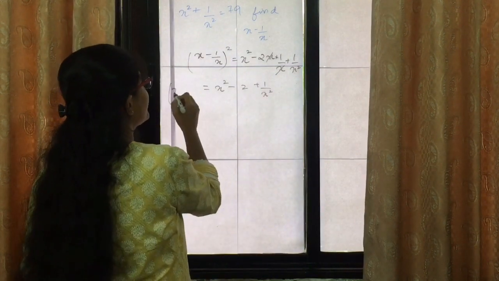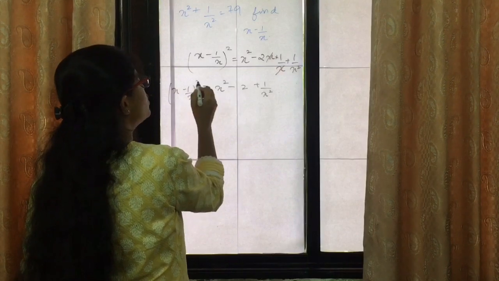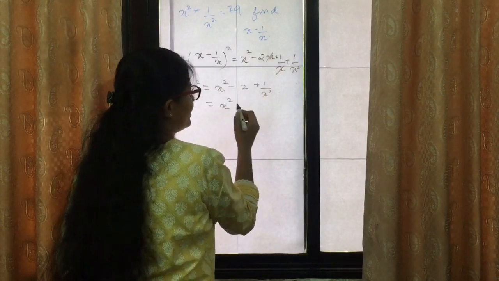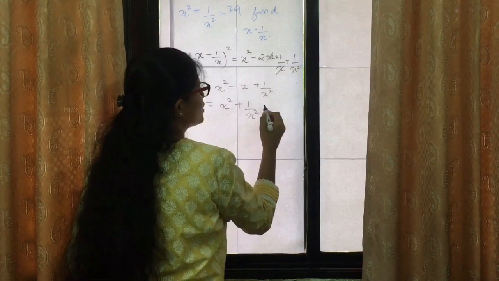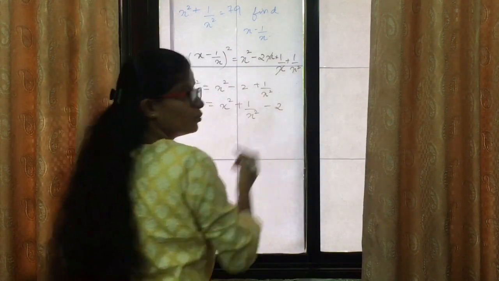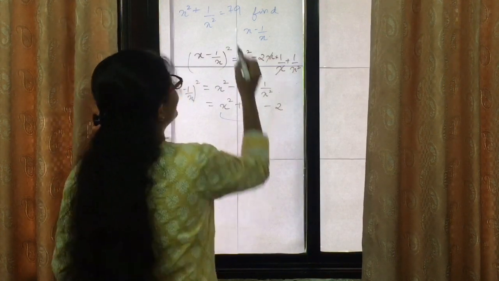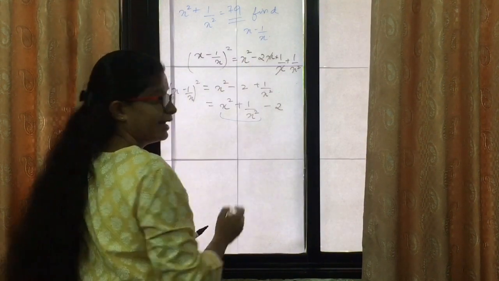This is equal to what? (x minus 1 upon x) whole square के बराबर है. So can we write this equation like this? x square plus 1 upon x square minus 2. और अगर हम ध्यान से देखें तो x square plus 1 upon x square की वैल्यू हमको 79 दे रखी है क्वेश्चन में.